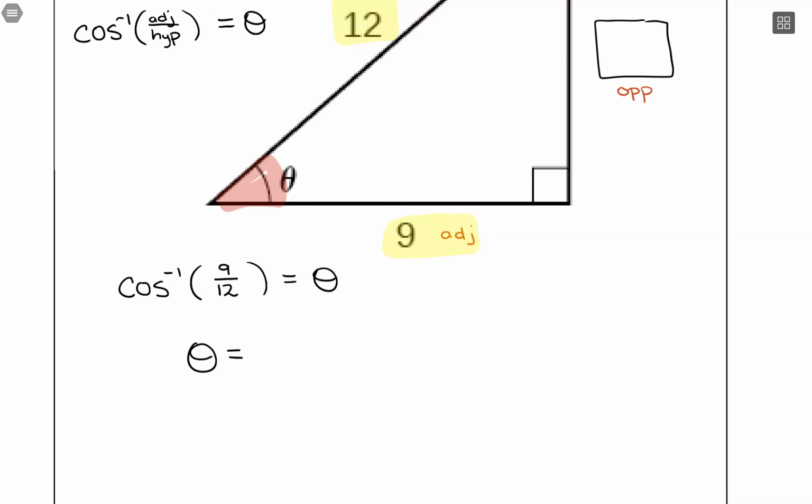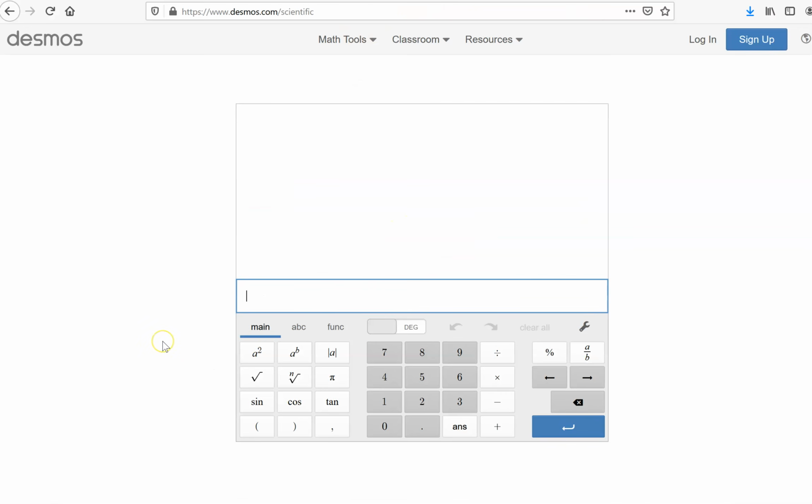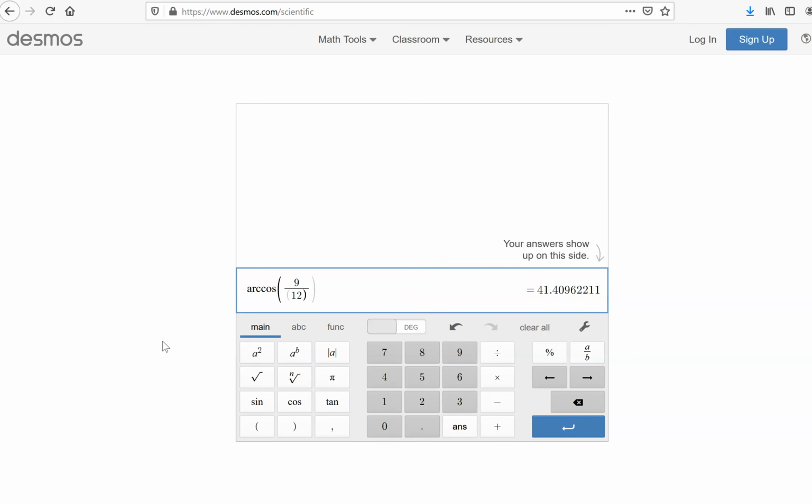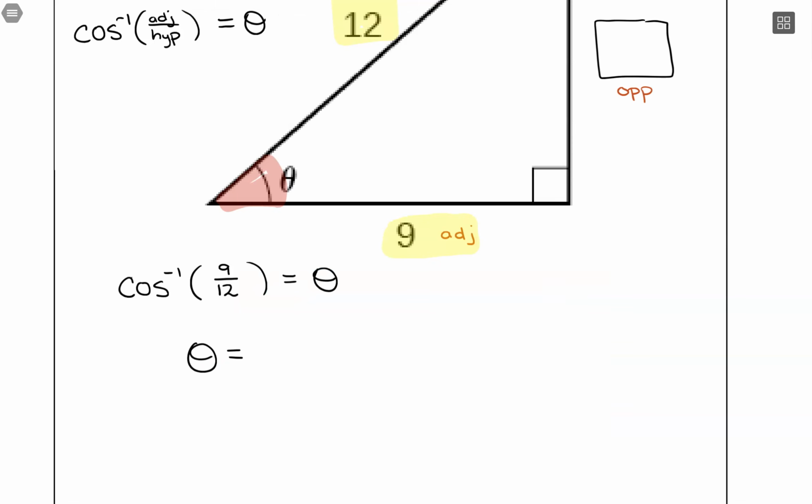So I'm going to go to the calculator and find inverse cosine of 9/12, because 9/12 isn't a nice number on our unit circle, so we need to use our calculator. So inverse cosine of 9/12, and that's giving us 41.41962. I'm in degree mode, so that measurement would be in degrees. I'm going to go ahead and take that to 1 decimal place. So I'm going to call that 41.4 degrees.